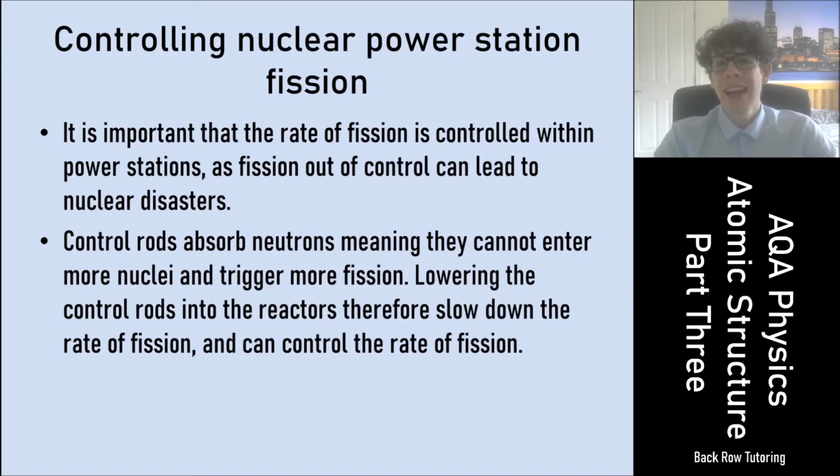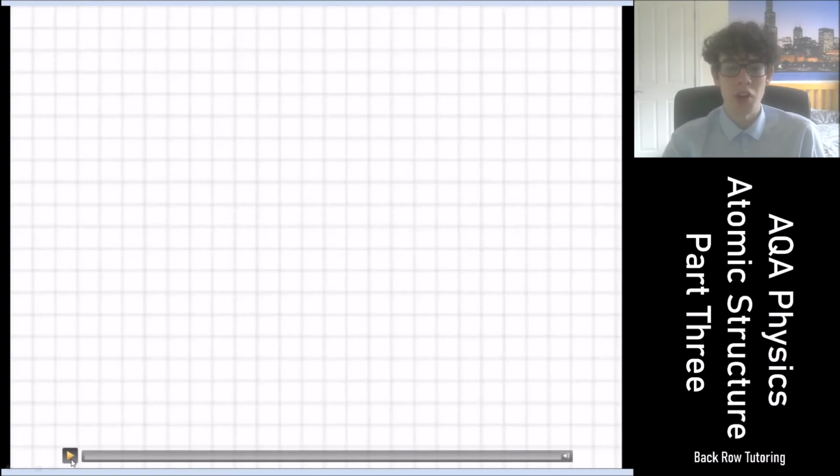But we can't allow fission to go on uncontrolled. So we need to control nuclear power station fission. It's important that the rate of fission is controlled within power stations, as fission out of control can lead to nuclear disasters. Control rods absorb neutrons, meaning they cannot enter more nuclei and trigger more fission. Lowering the control rods into the reactors therefore slows down the rate of fission and can control the rate of fission. I'm going to watch another short video now.